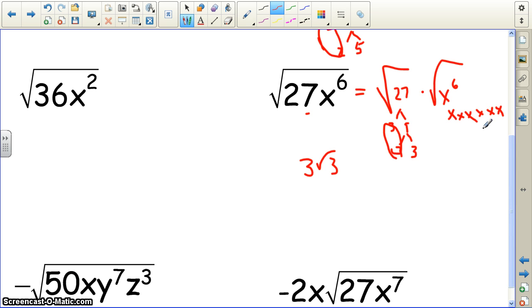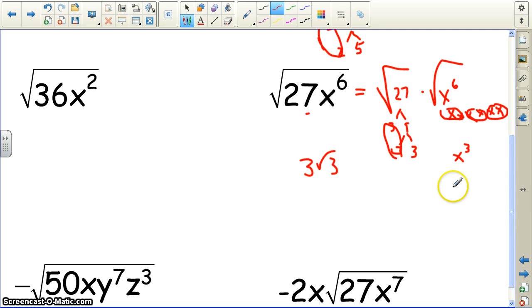And this is just like what I did with circling my pairs. If I circle my pairs, there's 1 pair, there's 2 pairs, there's 3 pairs. So the square root of x to the 6th is x times x times x. Remember, we multiply x as we add the powers. So x to the 3rd power. I've got nothing left. I've got no other powers left over. There's nothing else going on there. So there's nothing that goes underneath the radical. So it's just x to the 3rd.